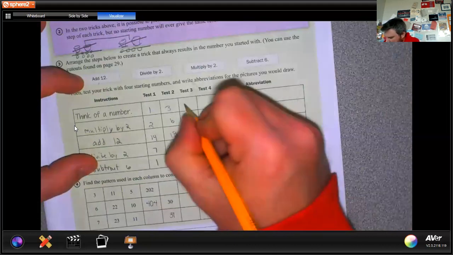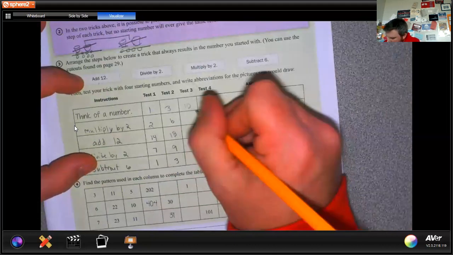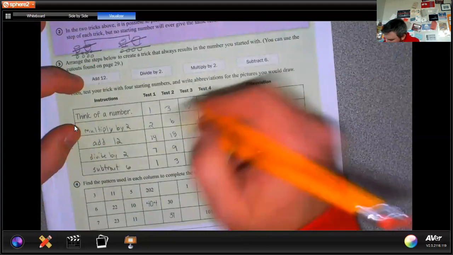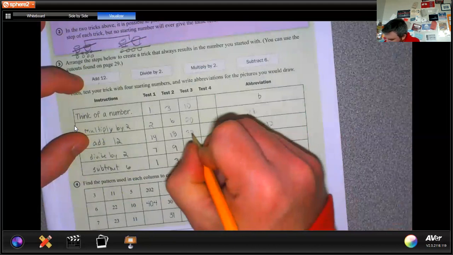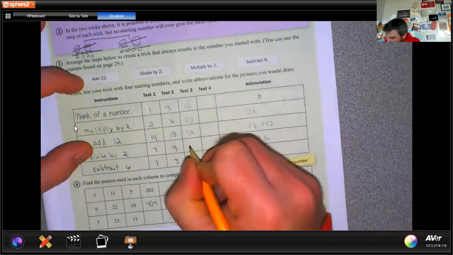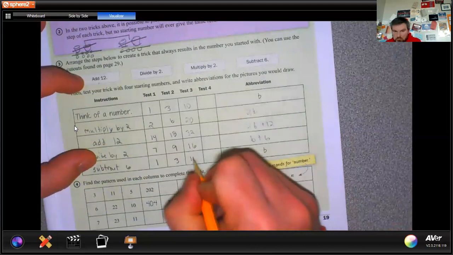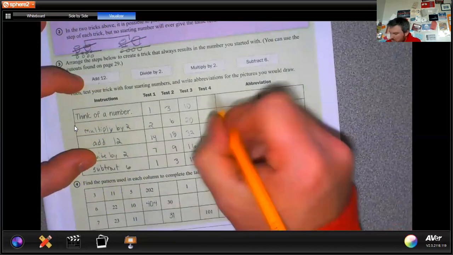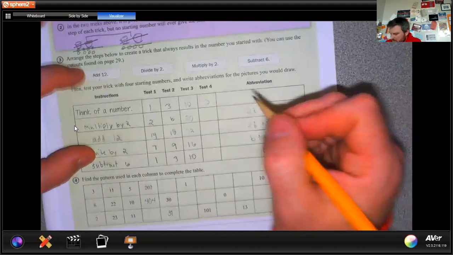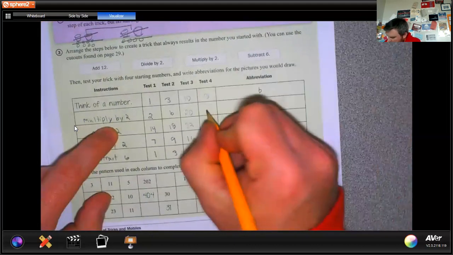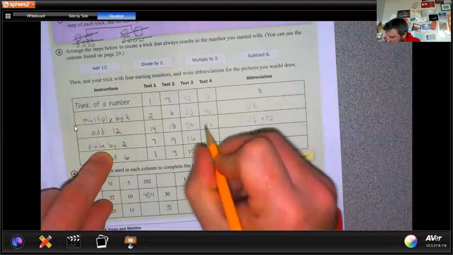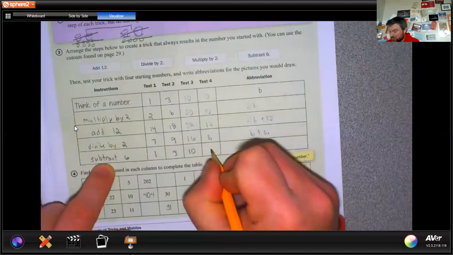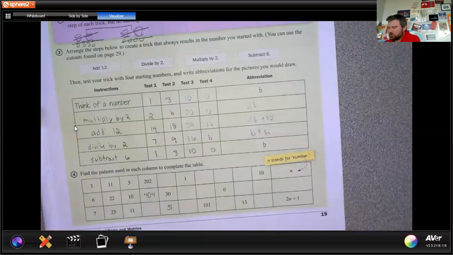Maybe 10? 10 times 2 is 20. 20 plus 12 is 32. 32 divided by 2 is 16, and 16 minus 6 is 10. Let's try really easy. How about 0? Will 0 work? 0 times 2 is 0. 0 plus 12 is 12. 12 divided by 2 is 6, and 6 minus 6 is 0. So even 0 worked out on that.